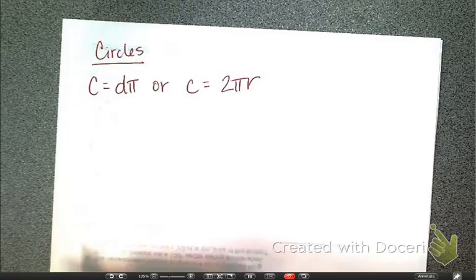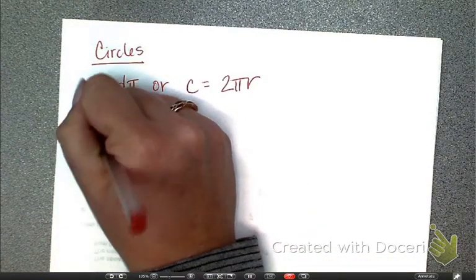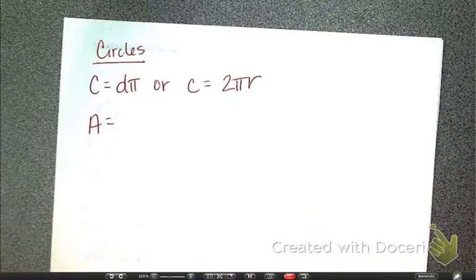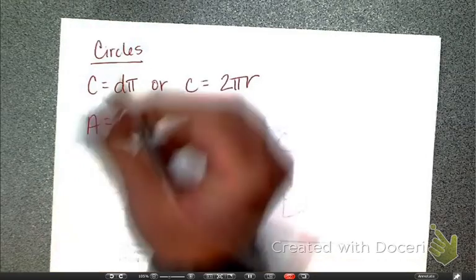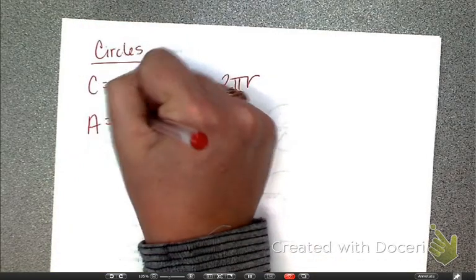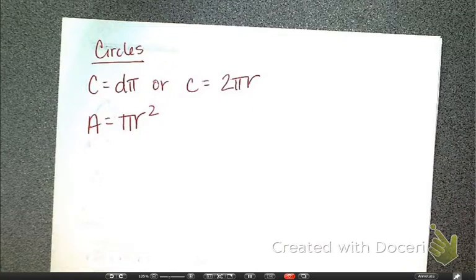Okay. You also need to know how to find the area of a circle. Pi r squared is the area of a circle. I'm not going to do problems with that because, again, it's just plugging it in.